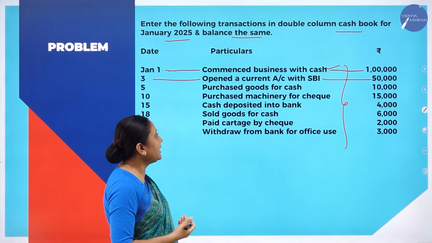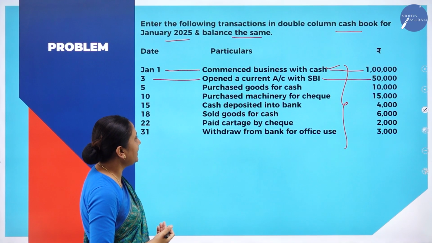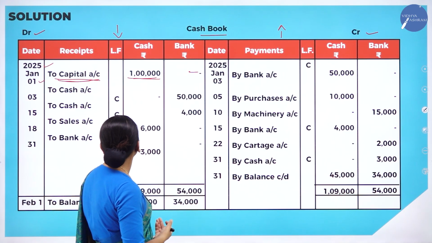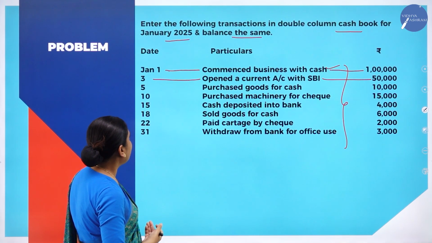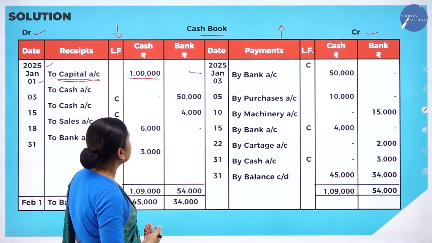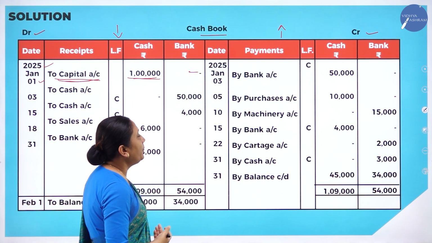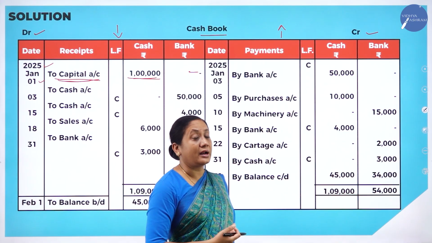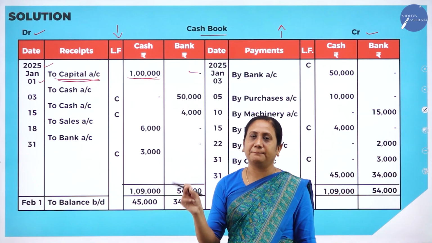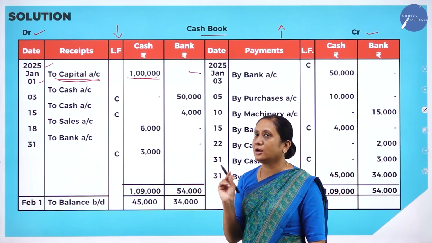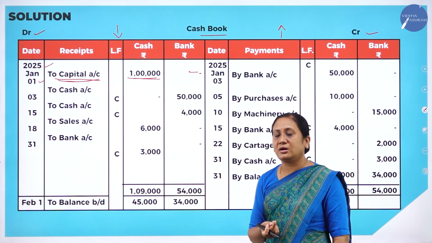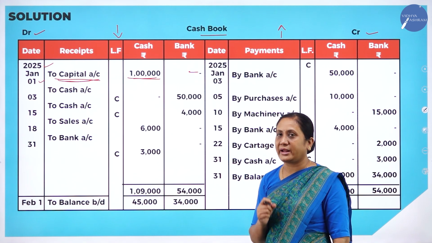SBI. He is opening a current account with SBI. Correct? Now we will see where to enter. What date is it? Jan 3, right? Opened a current account with SBI. He is opening an account in the bank. He is opening an account in the bank means what type of entry it is? It is a contra entry.